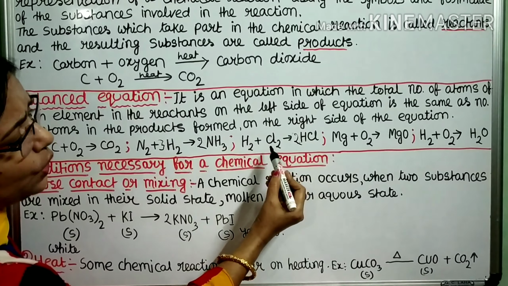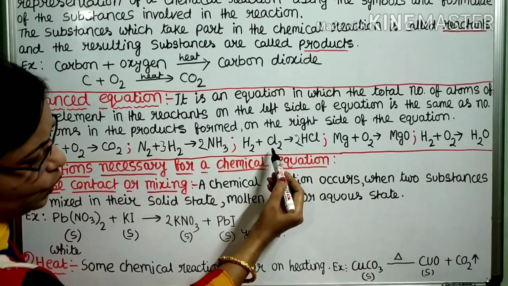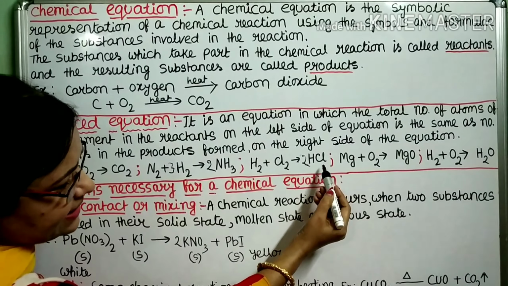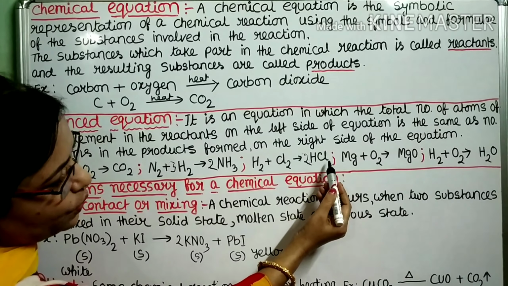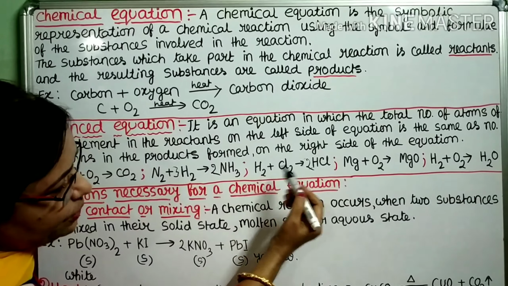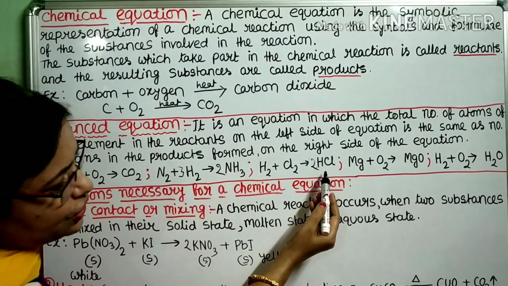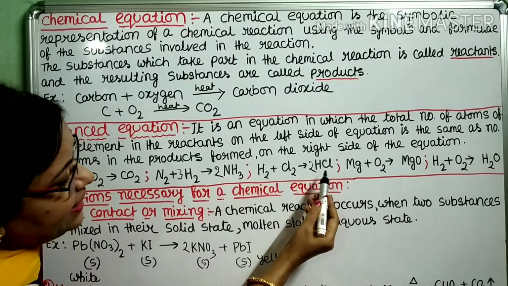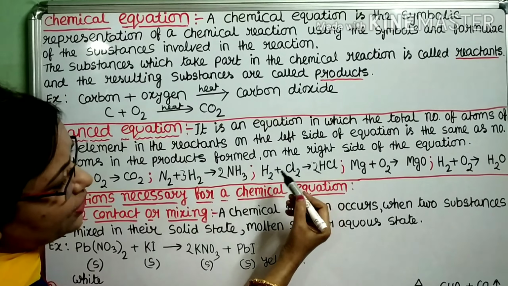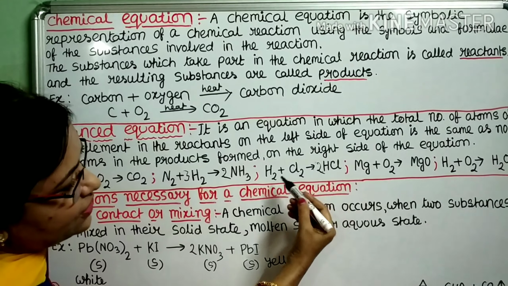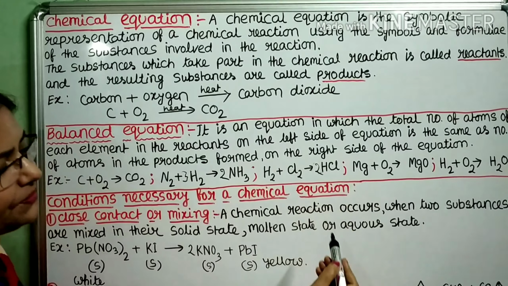Now in case of chlorine, here two chlorine atoms are present. On the right side also 2 chlorine atoms are present. So on the left side there are 2 hydrogen atoms. On the right side here 2 hydrogen atoms are present. On the left side 2 chlorine atoms are present. On the right side also 2 chlorine atoms. So left side equals right side. So it is a balanced equation.